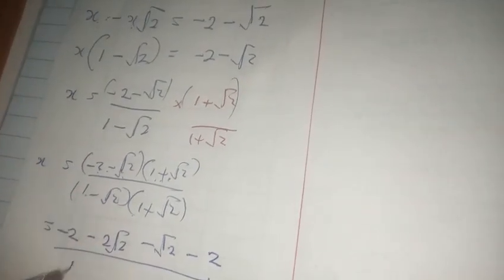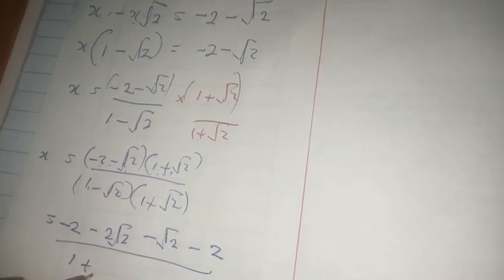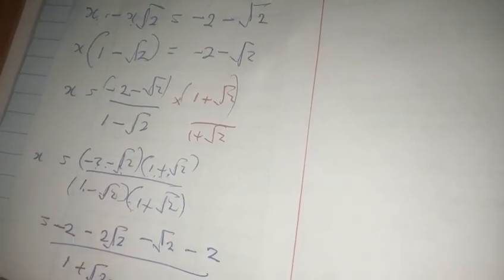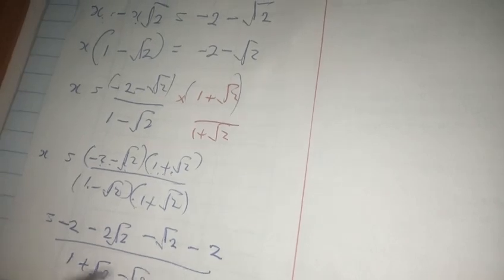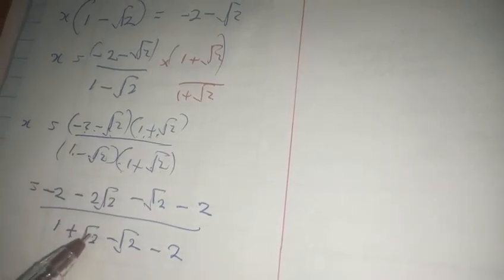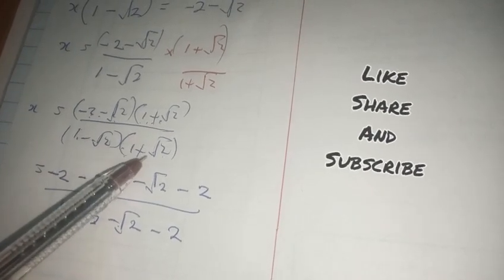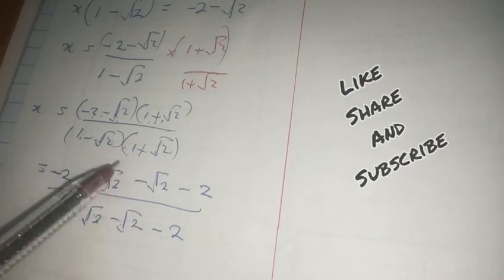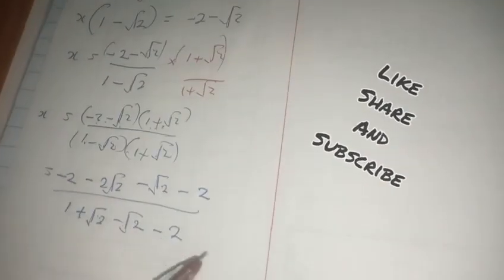Start this: 1 times 1 here is 1, here is plus root 2, here is minus root 2, and here is minus 2. So we have 1 times 1 is 1, 1 times root 2 is root 2, plus root 2, minus root 2 times 1 is minus root 2, minus root 2 times plus root 2, minus times plus is minus, root 2 times root 2, like what we did earlier, is 2.